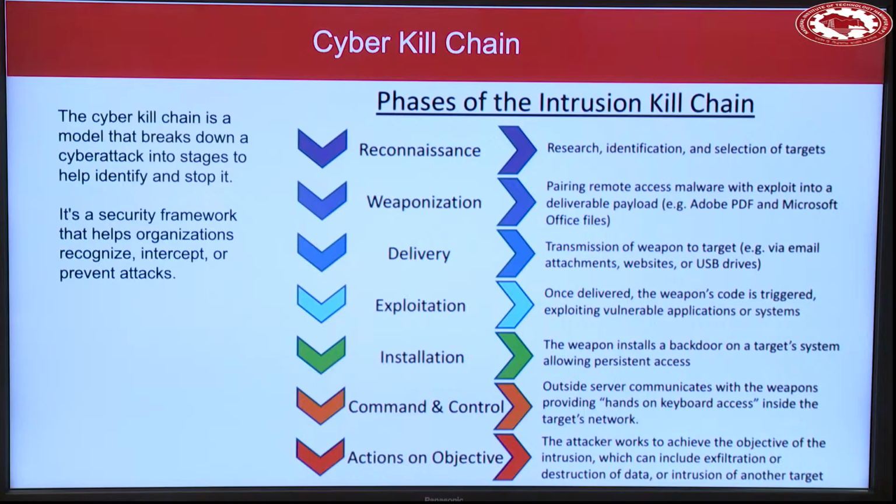So it can create a backdoor entry and make a connection to the external server where it can send all the data. And then you have action on objectives. Depending on the objective or main goal of the attacker, the attacker works to achieve the objective of the intrusion, which can include exfiltration, so you can send data out of the organization, or destruction of data. They can destroy data, delete data, or intrude on another target. Or they might select another target once they are done with this. So these are the general seven stages of an attack, particularly when we say an APT-based attack.